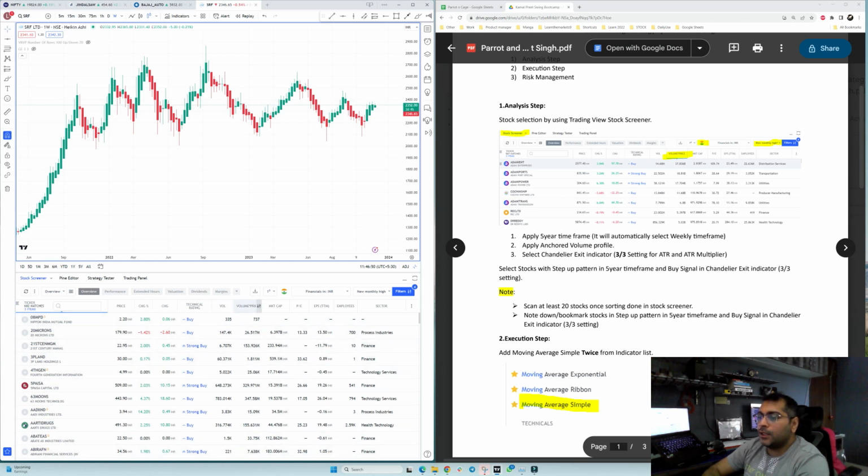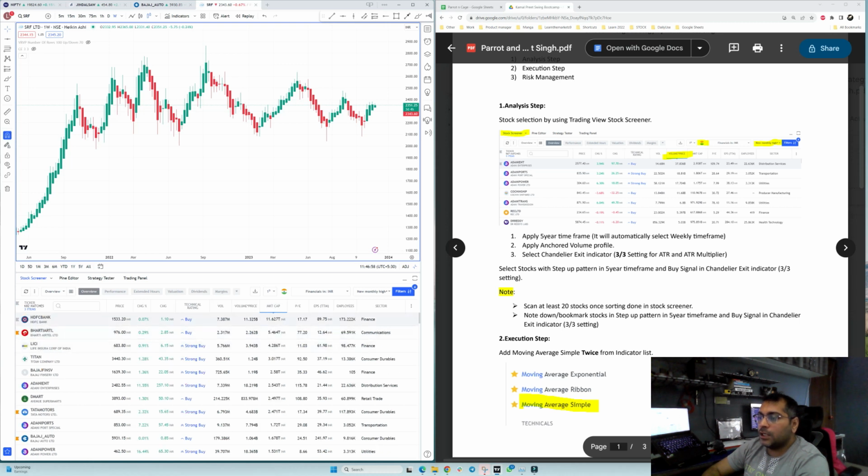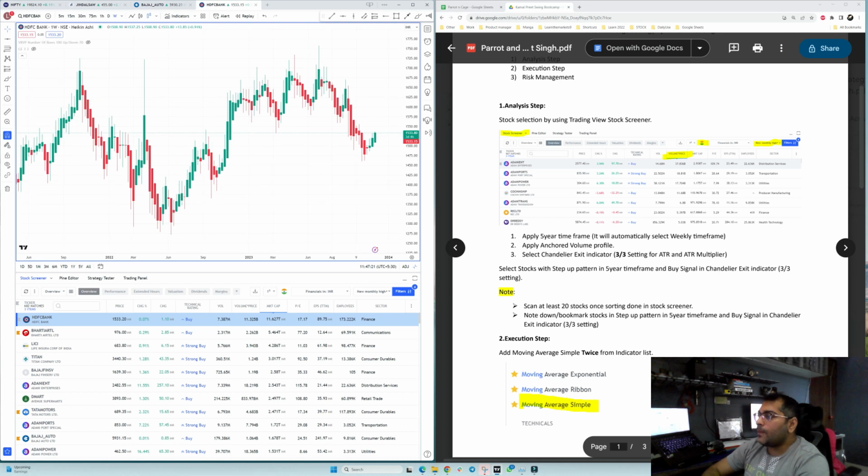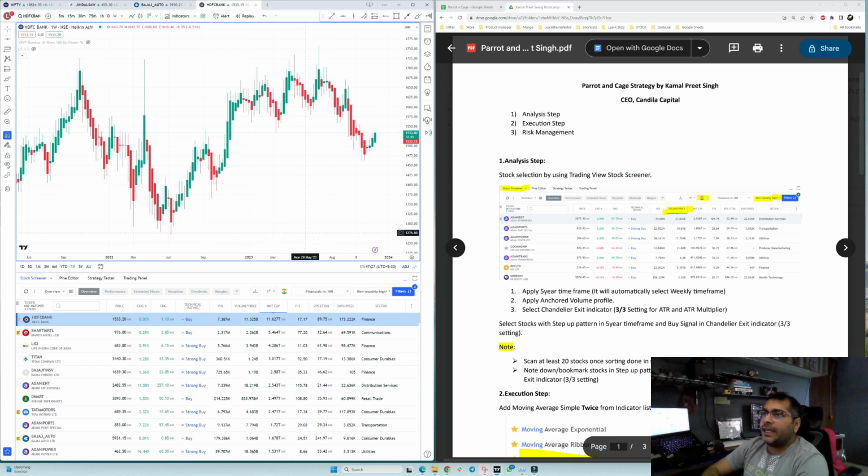Now we need to sort the stocks by market cap. We would click on it twice so that this arrow points downwards. Now basically these are the stocks sorted by market cap in this new monthly high category here. Now let's select the first stock. It's MRF. Now let's come to the analysis step where the settings are.